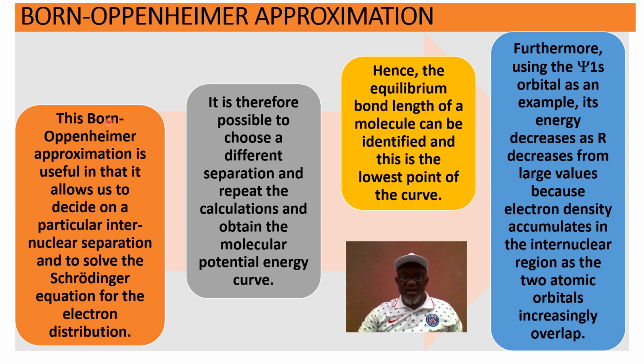Again, we're looking at the Born-Oppenheimer approximation. It is useful in that it allows us to decide on a particular internuclear separation and solve the Schrodinger equation. We have said that. We're trying to repeat some of these things here because it's very important so that you will understand. It is therefore possible to choose a separation, as we did in the last module, and obtain the molecular potential energy curve, which we are going to show you. Hence, the equilibrium bond length of a molecule can be identified, and this is the lowest point of the curve. We'll see that. So the same thing, we'll solve this Schrodinger equation and get the values for electron density, just like we said. Let's look at some of those diagrams we have.